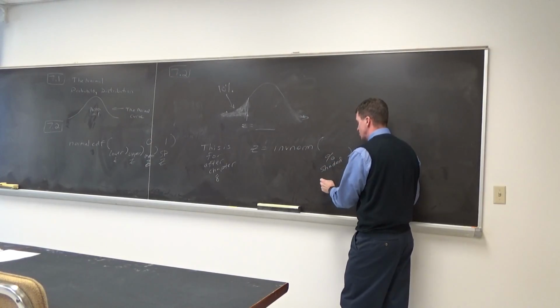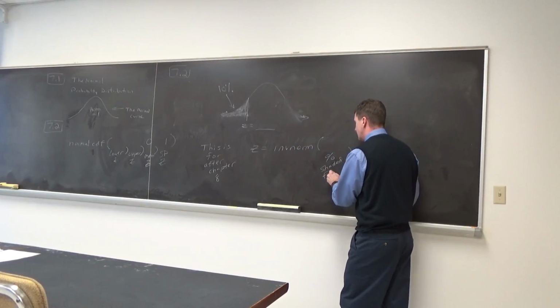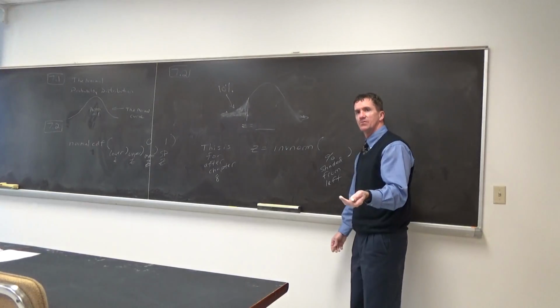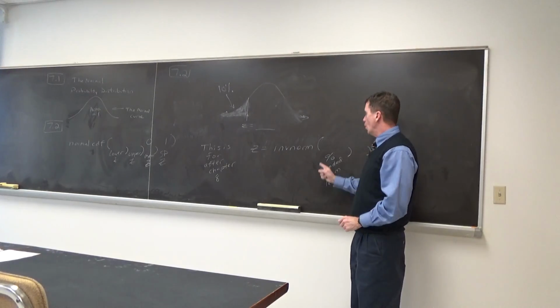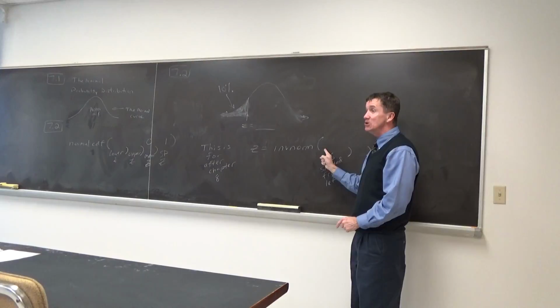In terms of that area, percentage shaded from the left. But when you type it, everyone, how do we write percentages on a calculator? We write them in decimal form, right? Without that, 10%. How do you write that as a decimal?